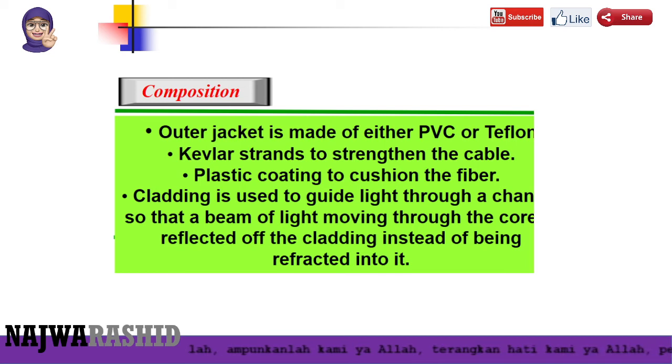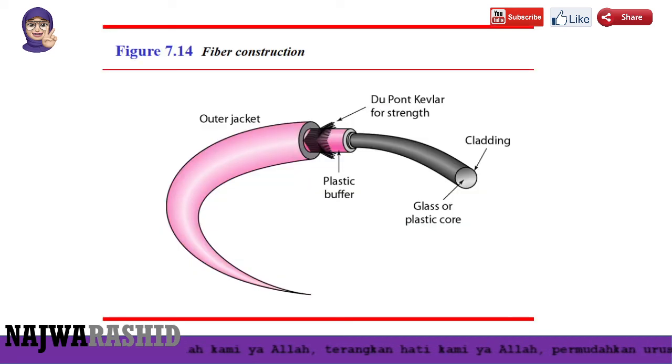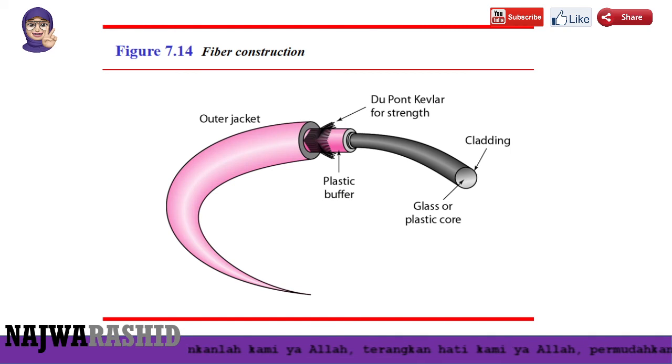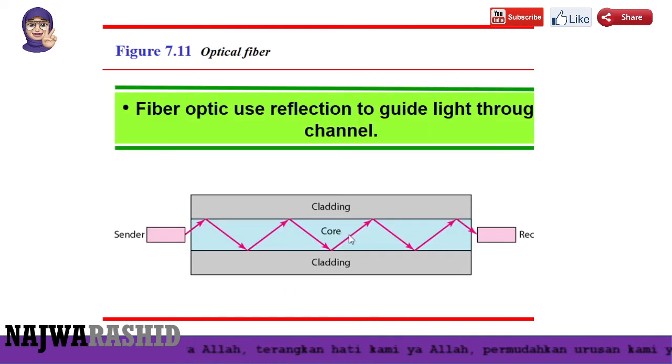The function of the Kevlar, why we use the Kevlar here, is to strengthen the cable, because the cable is made from glass, so we need to carefully handle this optical cable. So the plastic coating is to cushion the fiber, and then the cladding is used to guide the light through a channel. Okay, this one is the cladding.